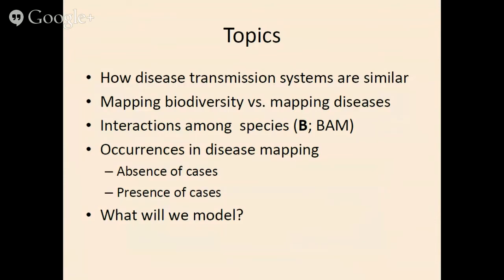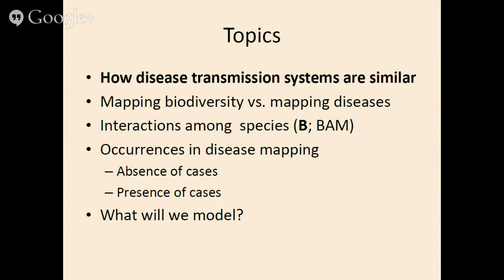First, I would like to start with the topics. We're going to see now how disease transmission systems are similar to some systems related to biodiversity, mapping biodiversity versus mapping diseases. And following the previous talk, we are going to see in detail some aspects of interactions among species. This is the B in the BAM diagram. Then we are going to see some concepts of occurrences in disease mapping. What is the meaning of absences and what is the meaning of presence? That sometimes is a bit different compared to mapping biodiversity. And then the question that we always ask in every presentation: what will we model?